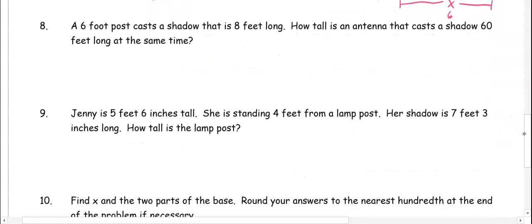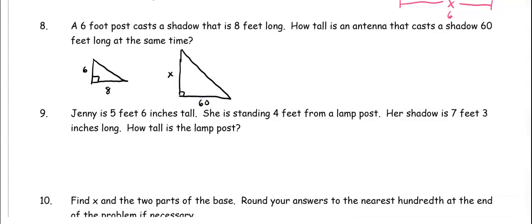A 6-foot post casts a shadow of 8 feet long. How tall is an antenna that casts a shadow 60 feet long at the same time? So we have two triangles here of something standing up and then the shadow on the ground. So we know it is 6 feet tall and it has an 8-foot shadow. Then we know we have a longer object standing that we don't know how tall it is, but it has a 60-foot shadow. So using our corresponding sides, we can set up a proportion.